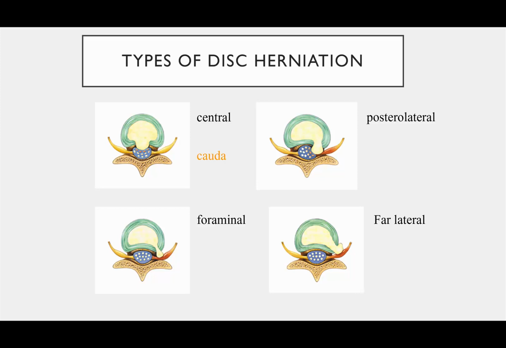The cauda equina are the lumbar and lumbosacral nerve roots that are continuing distally. So with the central disc herniation, you don't get the exiting nerve roots. You get everything that's going straight down, right? This makes sense anatomically. Foraminal disc herniation goes into the foramen, and you get the exiting nerve root as shown here. So if this is the L4-L5 level, you're going to get the L4 nerve root, right?